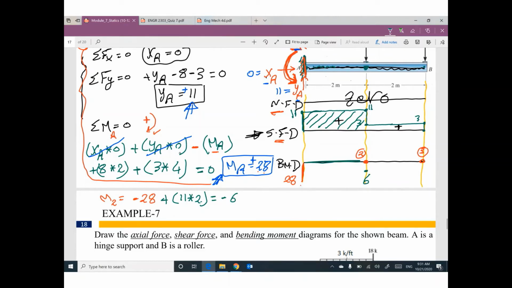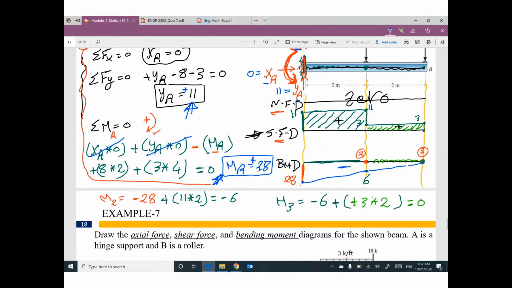M3, the value of moment at 3, equals the previous value, M2, -6, plus the area of shear between the 2 points. We have a positive diagram between this point and this point. The area is positive 3 times 2. Your final answer will be 0. Okay, that's fine. We have 0 here. Finally, please connect this point, this point and this point with lines. And this diagram is negative.